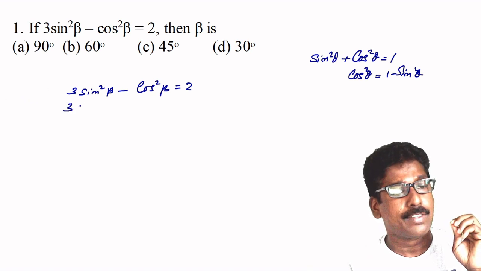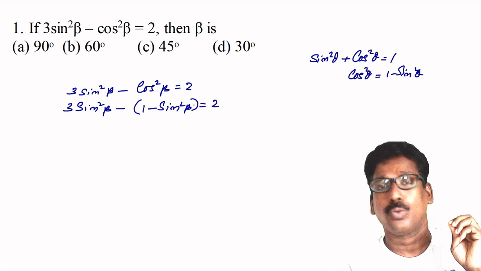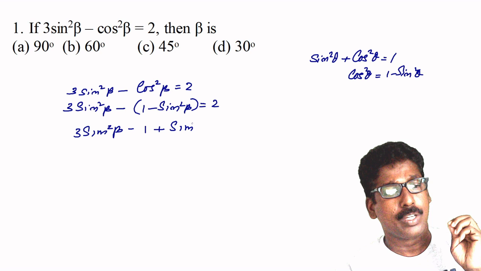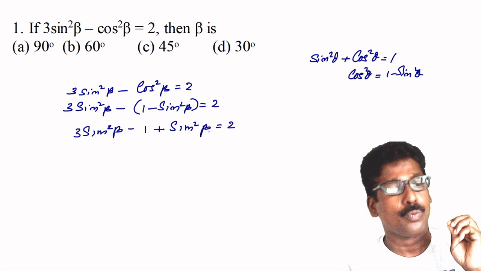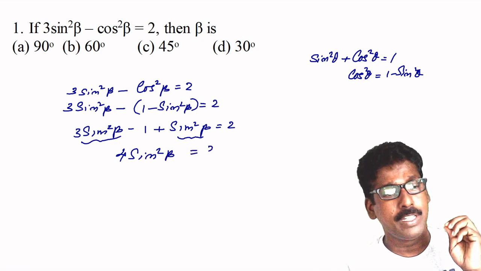So this you can write as 3 sin square beta minus of 1 minus sin square beta is equal to 2. That is 3 sin square beta minus 1 plus sin square beta, minus of minus is plus, is equal to 2. So it is 3 sin square beta plus sin square beta. It is 4 sin square beta is equal to 2 plus 1, while transposing, minus 1 will be plus 1. So 2 plus 1 is 3. So sin square beta you will get as 3 by 4.